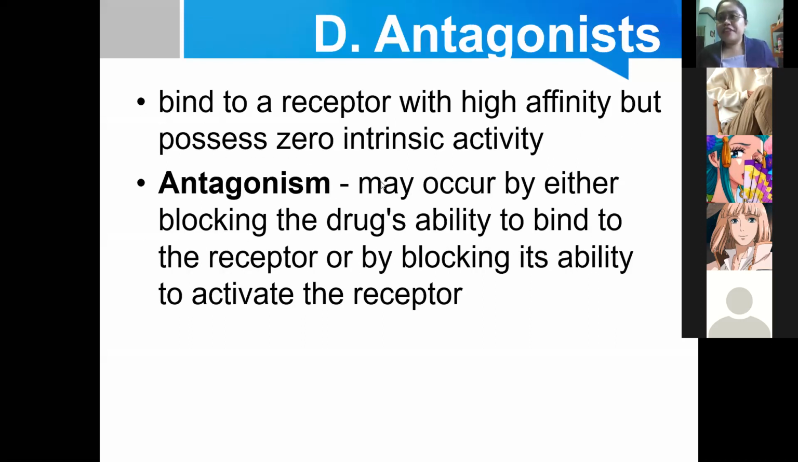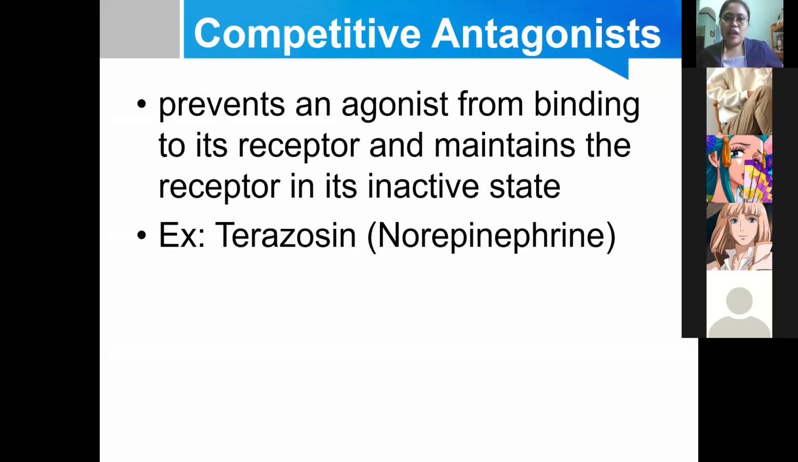So naa pud tay different types of antagonist class. So naa tay ginatawag og competitive antagonist. From the word competitive, paunahan, there will be competition between the antagonist and the original substance or the ligand. So mag-compete sila, kung kinsay pinakauna makabind sa receptor, then siya ang nadaog. That is competitive antagonism or competitive antagonist. Okay? So mubind na siya. Pag mubind na siya dito sa receptor, inactive lang ang receptor. Walay effect, walay response nga mahitabo.